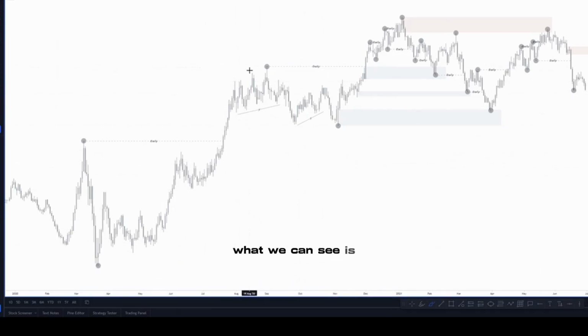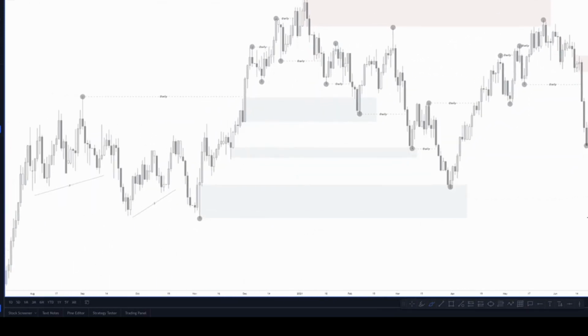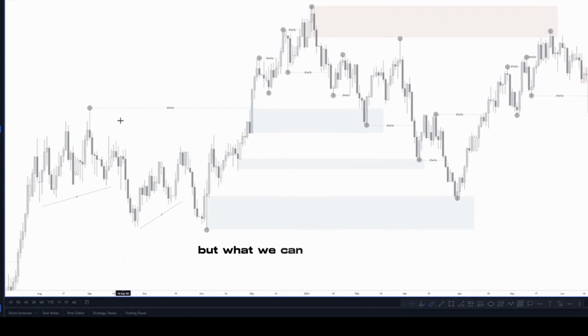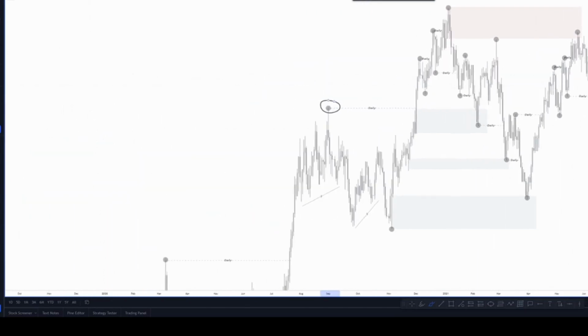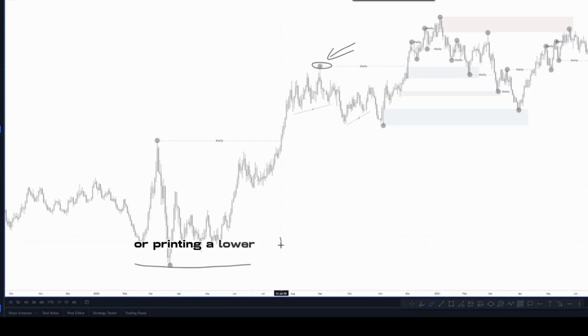What we can see is we create this high, and price creates a complex pullback where we're creating substructure before we actually end up moving to the upside. And we'll just zoom in a bit to get into more of this price action. But when we zoom in, we have this high, and basically what we're looking for is price to either, let me zoom out one more time, break this high, creating a higher high, which would then confirm that the bullish market structure is still present and that we're still in an uptrend, or break a low, printing a lower low by breaking this previous low, which would then signify a lower low.